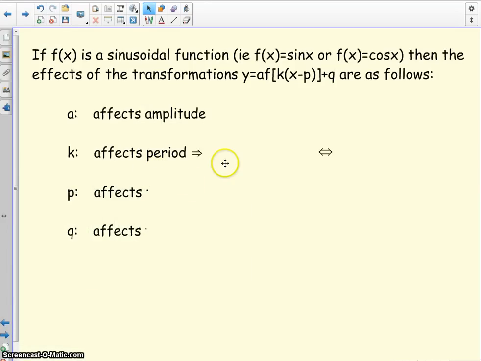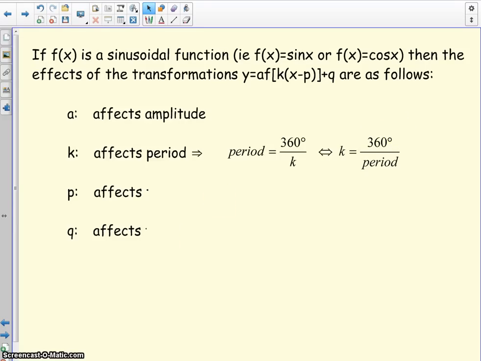Okay, and how does it affect the period? Well, it actually turns out that the period is going to be 360 degrees divided by whatever your k value is. Once we do a bunch of examples, you'll be able to make those connections yourself. And then also, if we want to solve for k, we can multiply both sides of the equation by k, divide by the period. So k is 360 degrees divided by your period. So if you have your k value in the equation, you can solve for the period. If you have the period, you can solve for the k value.